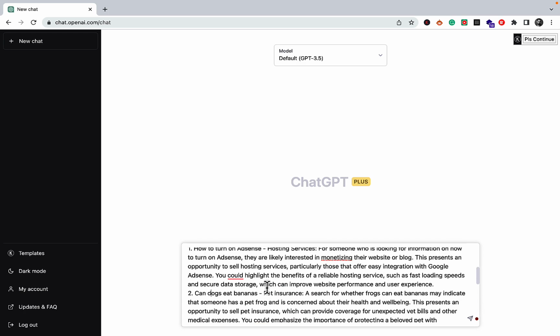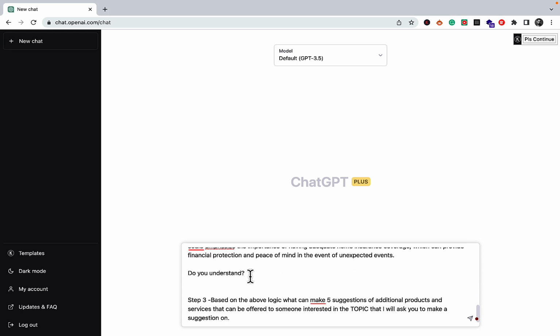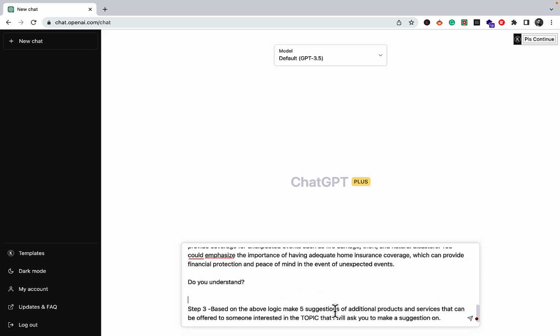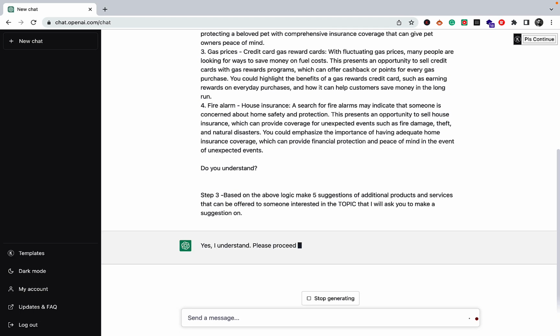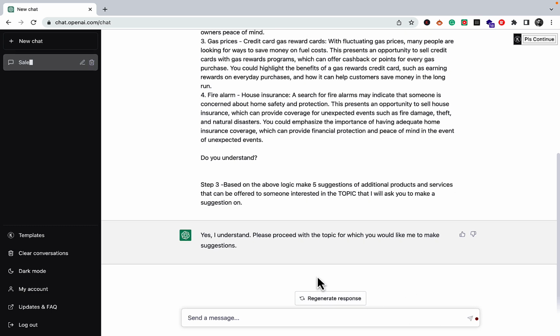This is the second part of the prompt, and you ask ChatGPT if it understands. Then the third part is: based on the above logic, make five suggestions of additional products and services that can be offered to someone interested in the topic that I will ask you to make a suggestion on. So we'll just run this prompt now. "Yes, I understand. Please proceed with the topic."